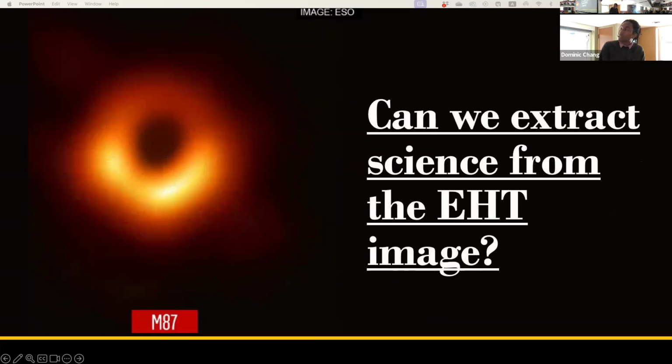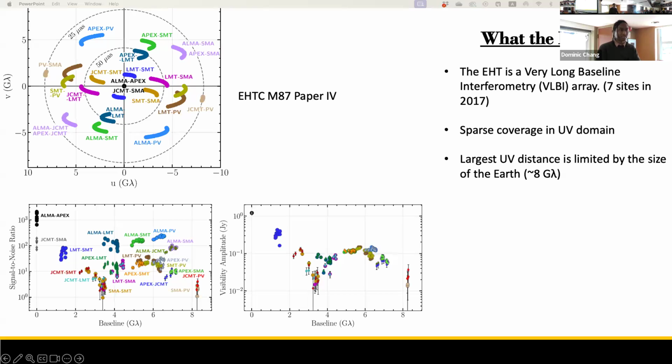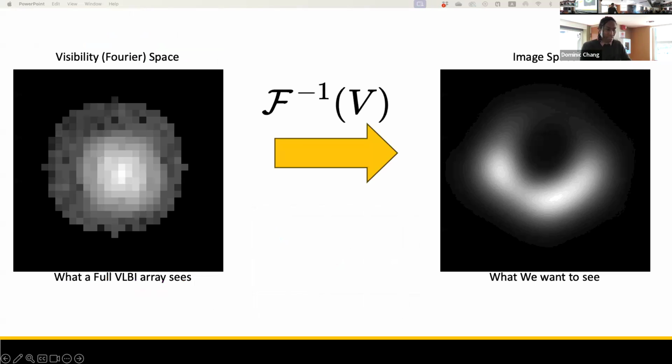So first, let me talk about the EHT. The EHT is a global VLBI array, that's very long baseline interferometry. In 2017, when these observations of M87 were done, it had 7 sites. It has sparse coverage in the UV domain. In particular, the largest UV distance seen by the array is roughly the size of the Earth, and that gives you roughly 8 gigalambdas in the UV distance. So what this means for observations is a sparse array.